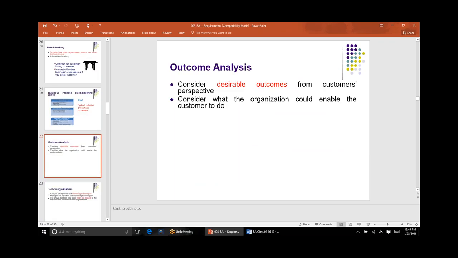Outcome analysis. Make a note of these two bullet points. Consider desirable outcome from the customer perspective. Customer perspective.